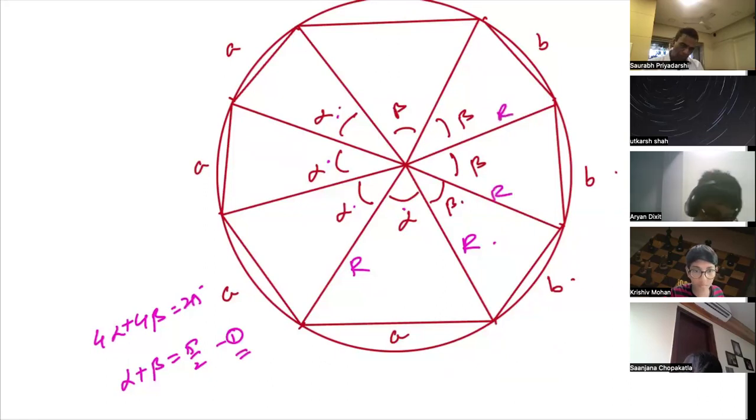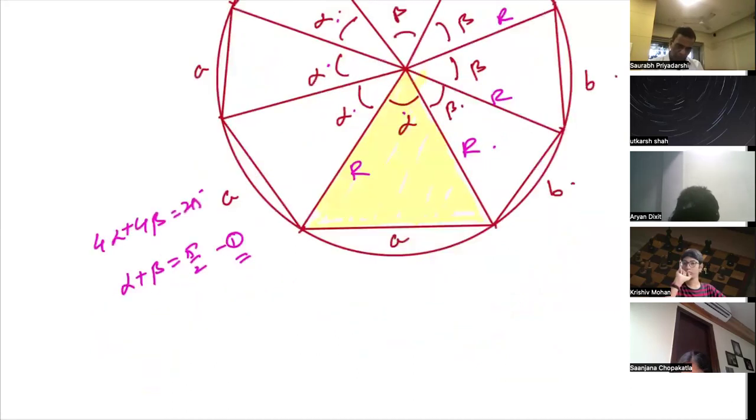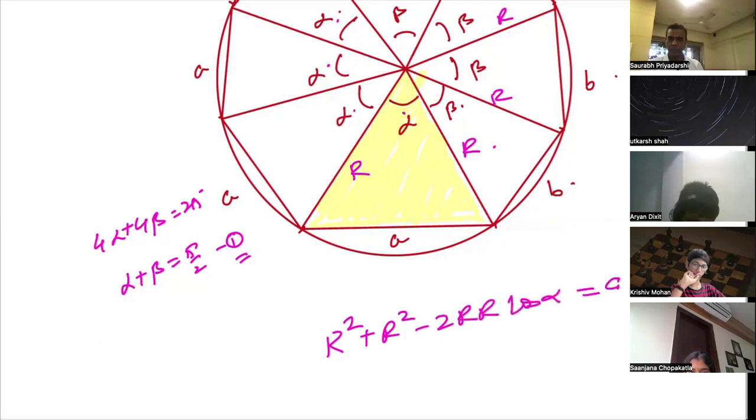See, for this triangle OAB, or you can give it some other name, in this triangle you can use complex numbers also in this question, right? This is R and A, so this is R square plus R square minus 2RR cos alpha is equal to A square, the cosine formula. Right? So I don't think we need that.